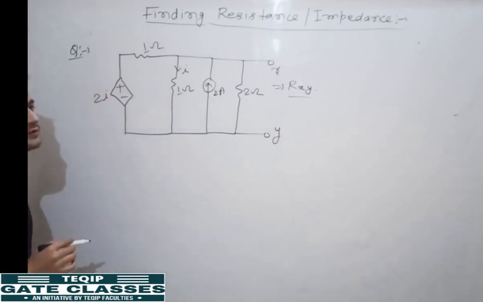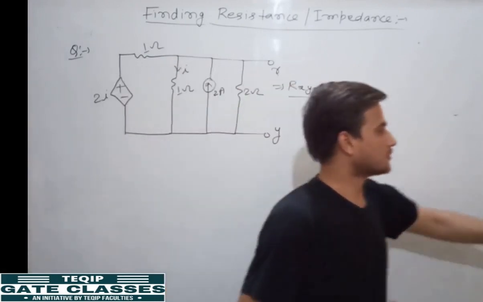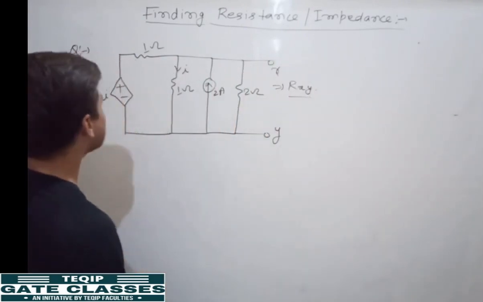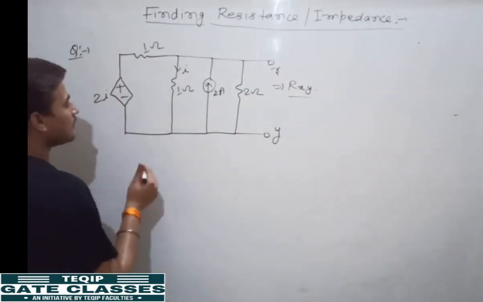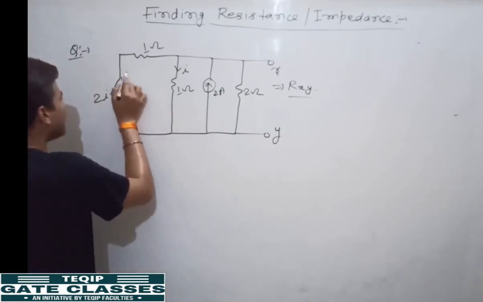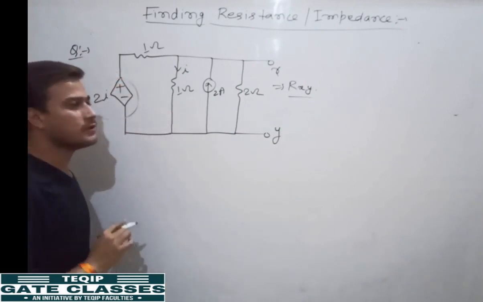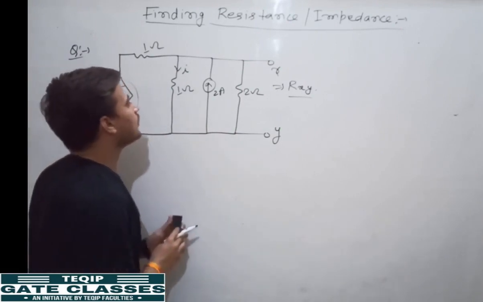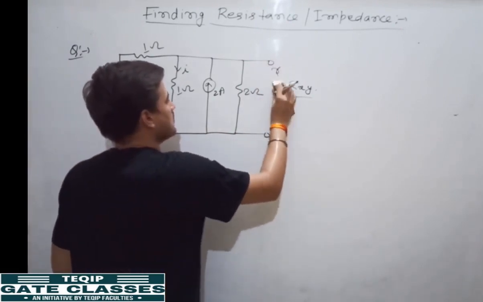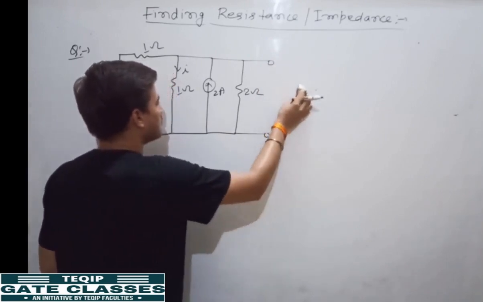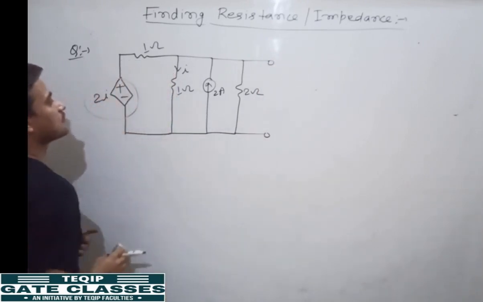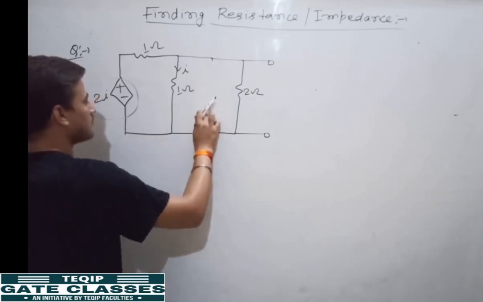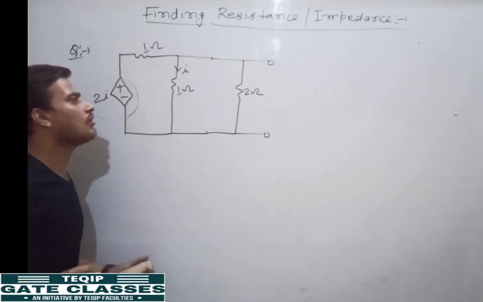So how to do this type of question? First step is we have to deactivate the independent source. See, this is the dependent source, so you are not going to do anything with this one. You will deactivate this independent source. So the current source will be replaced by an open circuit.